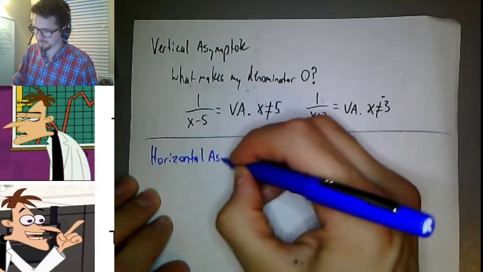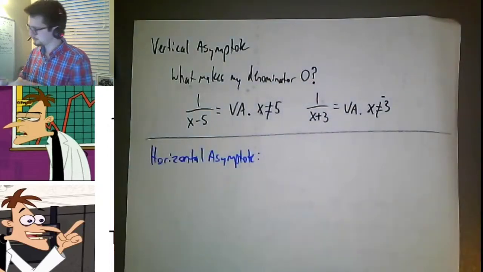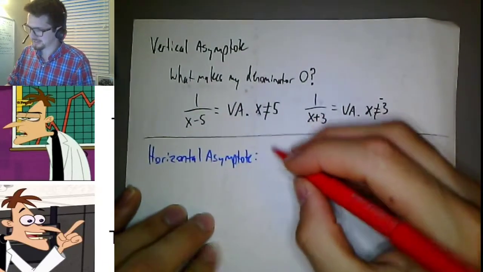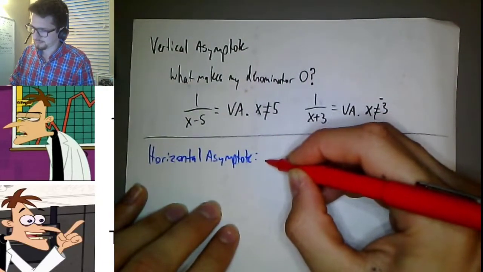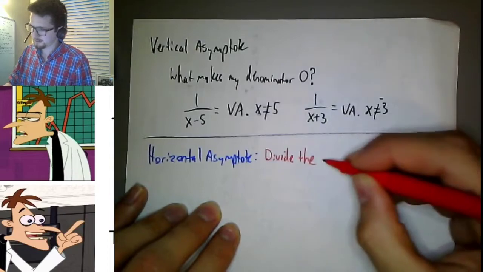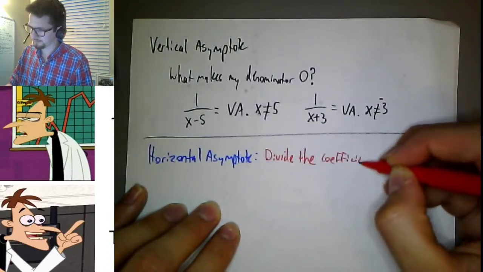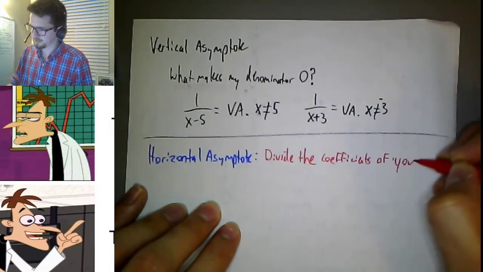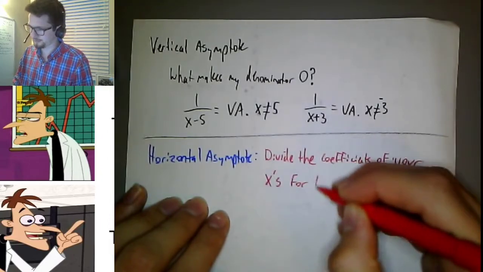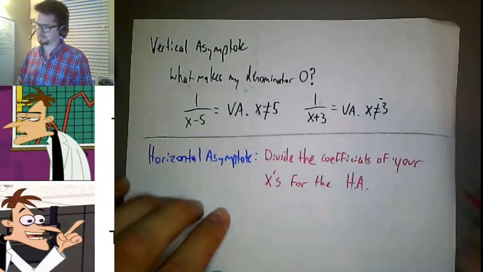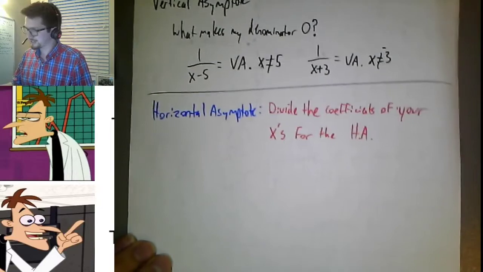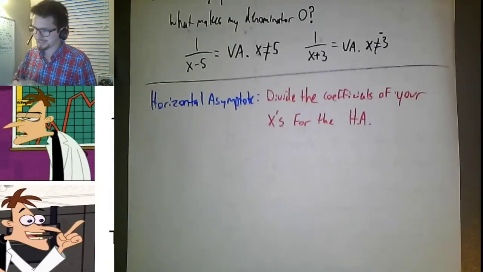Horizontal asymptotes are found this way. Using different colors because it's a fun kind of day. Horizontal asymptotes are found like this: divide the coefficients of your x's for the horizontal asymptote. What the heck am I talking about? This is what I'm talking about.